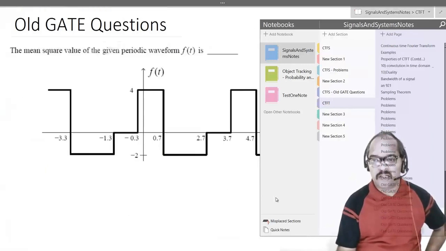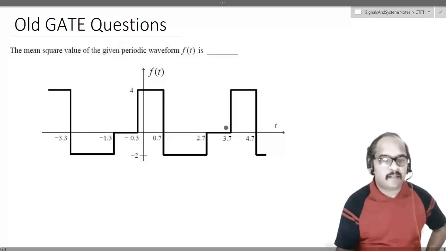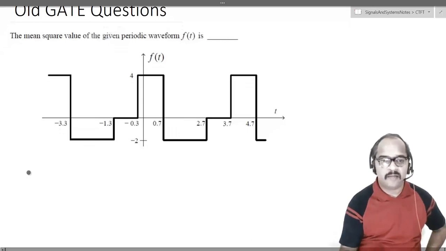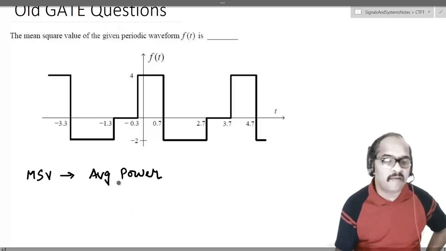Let's go to the next problem, which is this. It says f of t is given, so we have to find the mean squared value. So what do you mean by mean squared value here? If you remember our first chapter, the mean squared value of a signal is nothing but its average power.